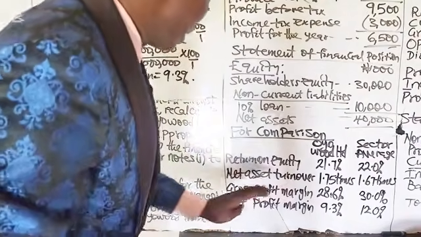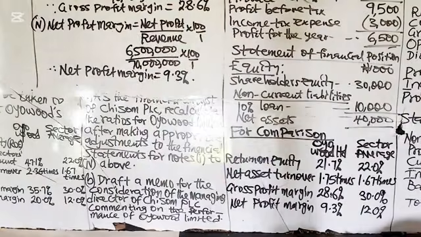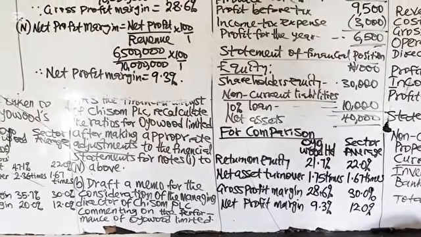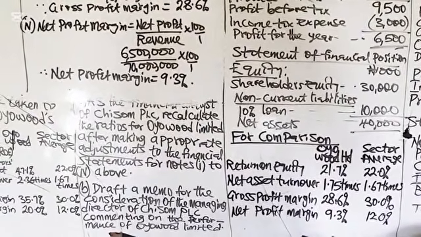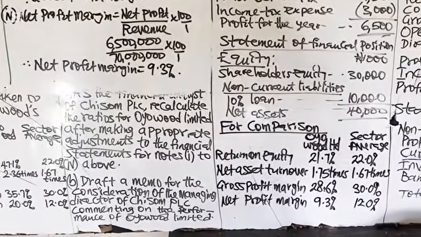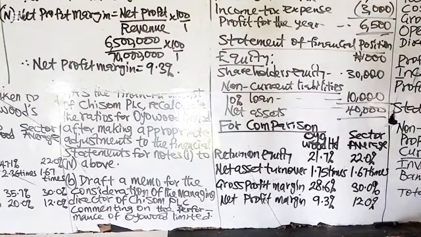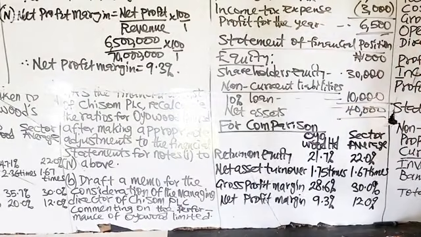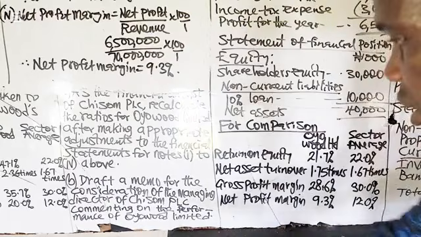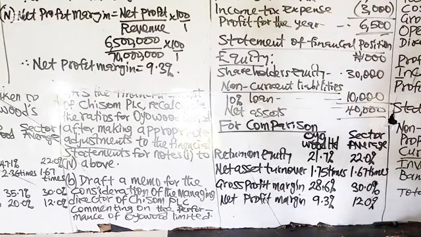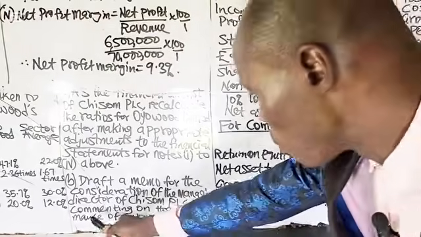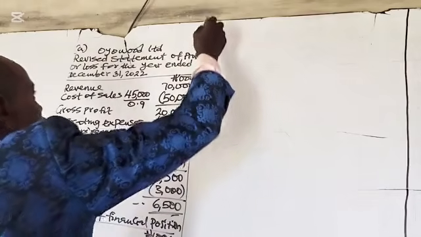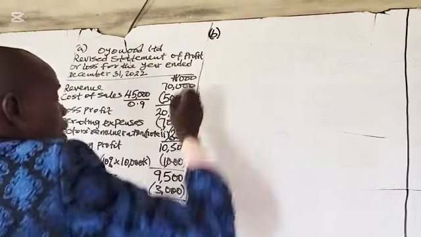We are done with requirement A. Now, back to the B part of the question. You are to draft a memo for the consideration of the managing directors of Shinsom PLC, commenting on the performance of Oyo Wood Limited. So we want to draft a memo and comment on the performance of Oyo Wood Limited.